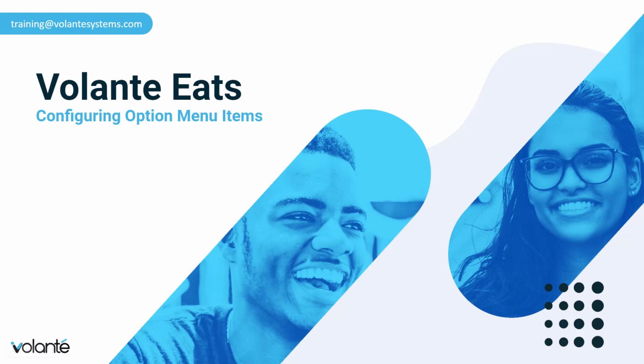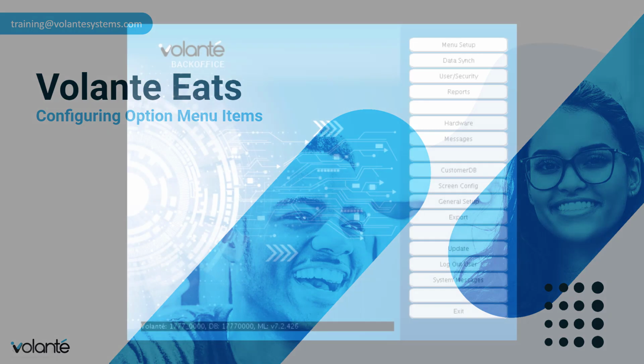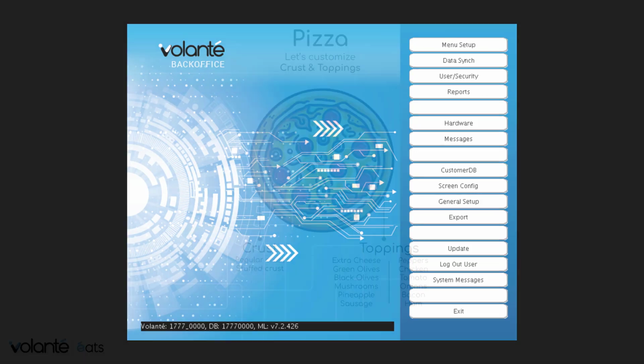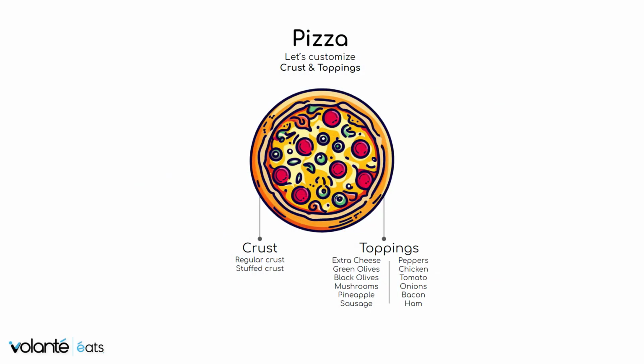In this video, we will be reviewing how to configure options on your Volanté Eats platform. To begin, navigate to the menu setup function from your back office home screen. For today's demo, we are going to be setting up crust and topping options for a pizza.